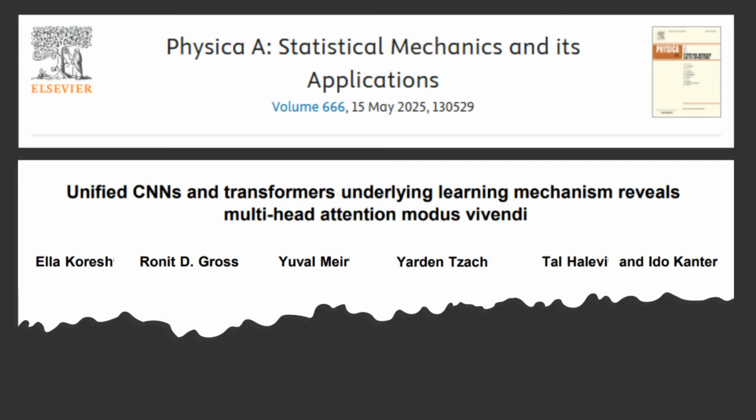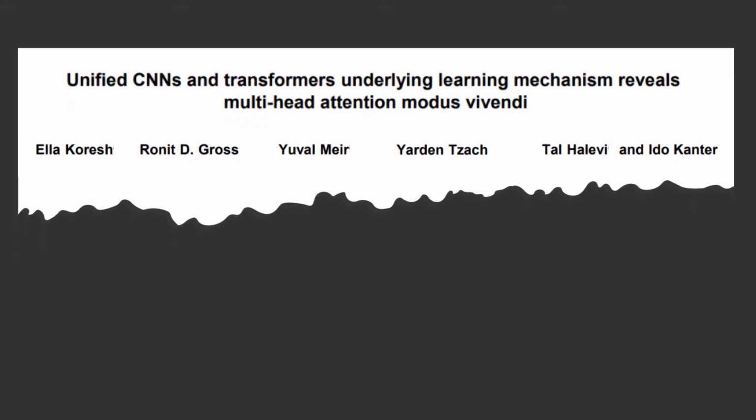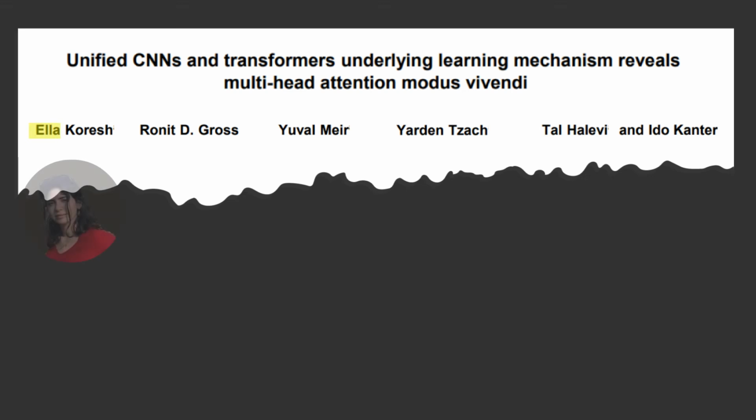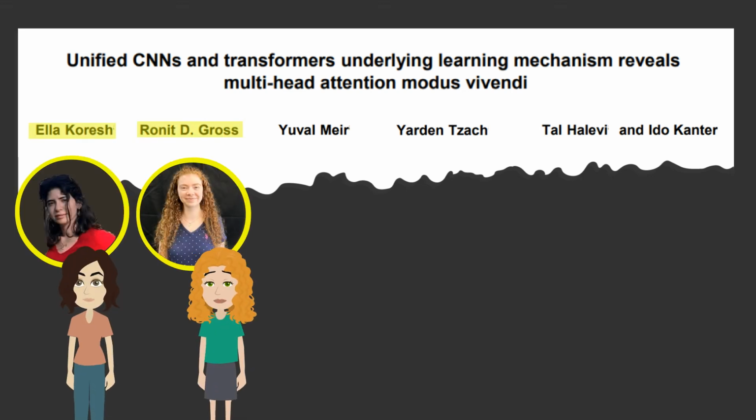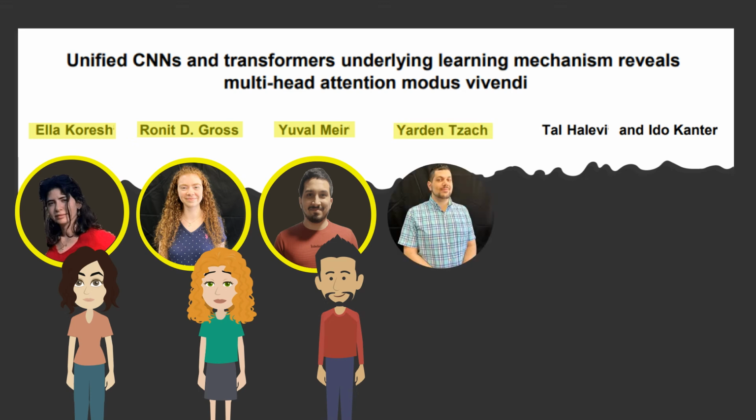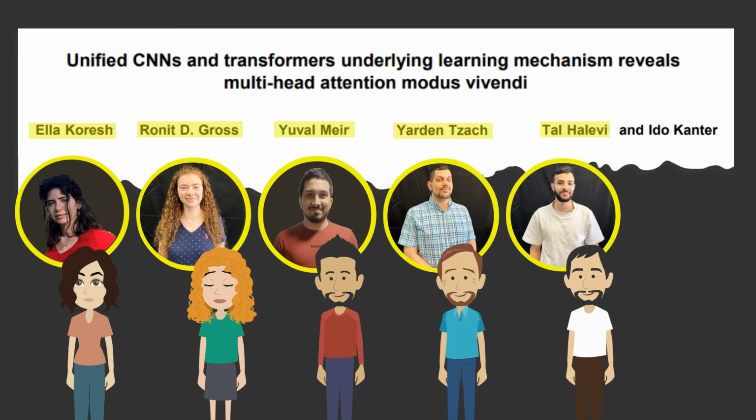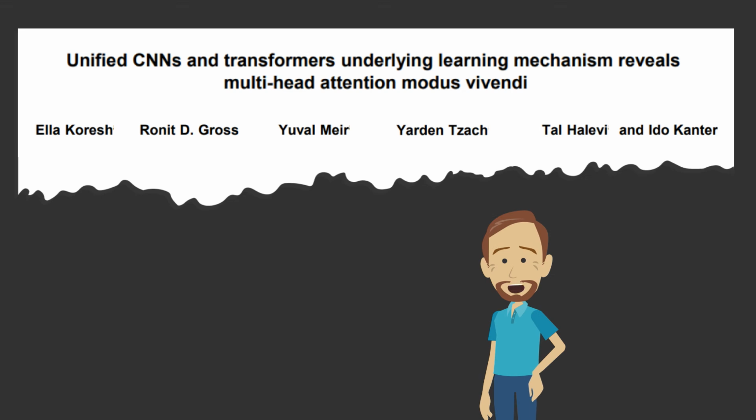Hey everyone! Today we will review the paper Unified CNNs and Transformers Underlying Learning Mechanism Reveals Multi-Head Attention Modus Vivendi. A paper by Ella Koresh, Ronit Gross, Yuval Meir, Yarben Tzach, Tal Halevi, and Ido Kanter. This paper discusses an explainable approach to how attention mechanisms as well as convolutional layers are capable of learning.